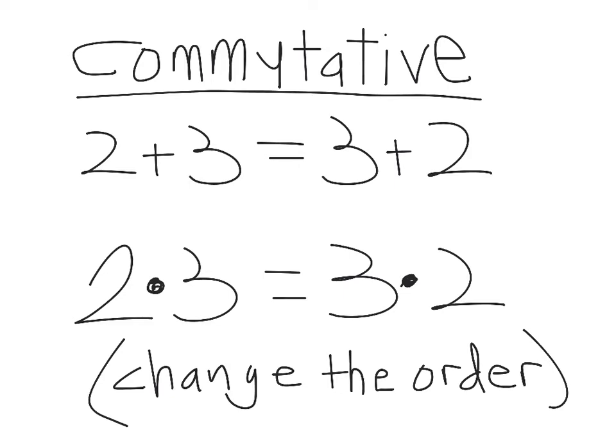We know that 2 plus 3 equals 3 plus 2, and it doesn't matter which one you say first. And then we do the multiplication one. 2 times 3 equals 3 times 2. Obviously both of those is equal to 6. But again, the commutative property says that we can change the order of those, and it doesn't really change the answer. They're both equal. So that is called the commutative property.